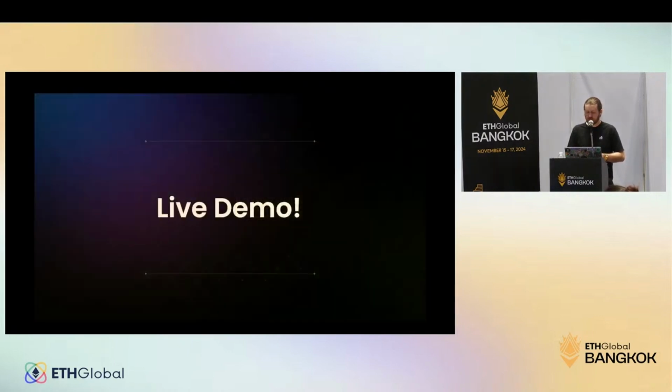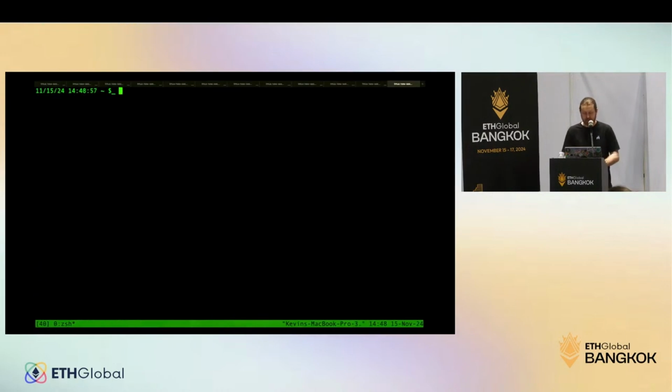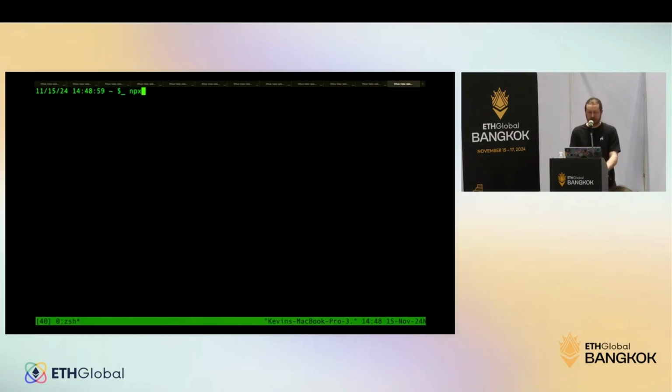Cool. Let's do a live demo. We're going to just kind of go right away. So we're going to spin up a new instance. We're going to do npx create-eth@latest project. -e is saying I want to use an extension, and I want to use the subgraph extension. So I'm going to use that. This is going to spin up my project.